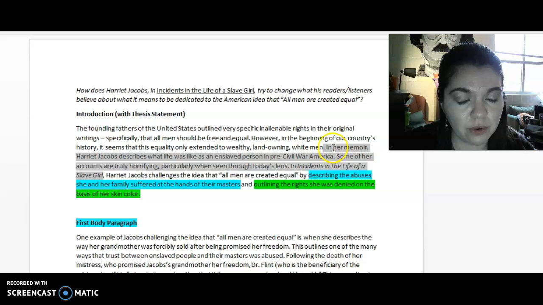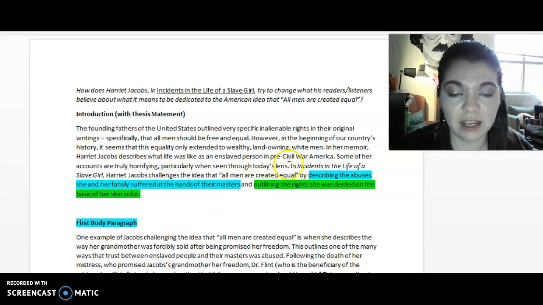I also, throughout these two sentences, have given background information on something to do with the actual topic at hand. I told you exactly what the text was about. I talked about the time period it was set in. I talked about how it's truly horrifying. And finally, in that very last sentence, I describe specifically what I'm going to talk about in my thesis statement.